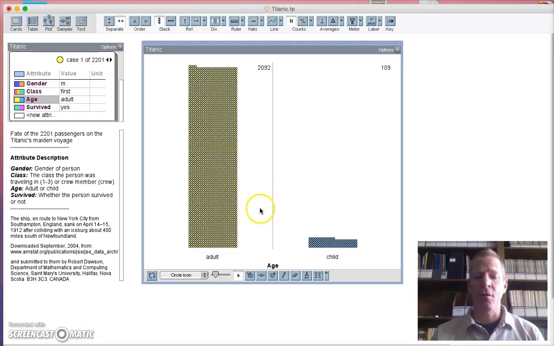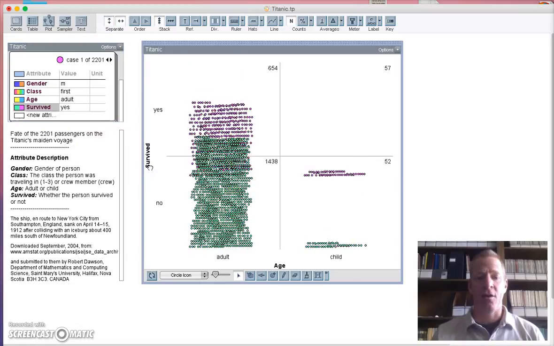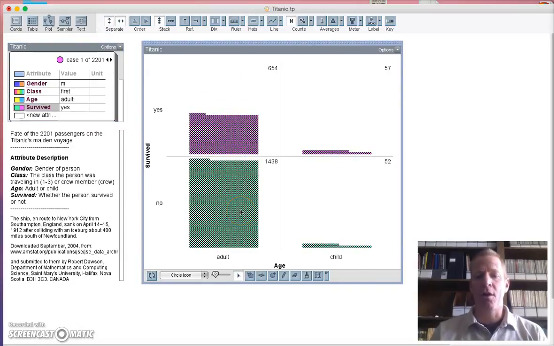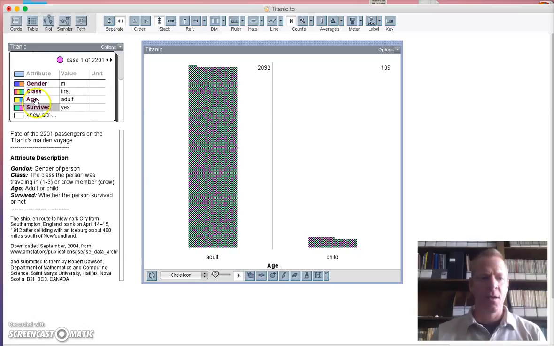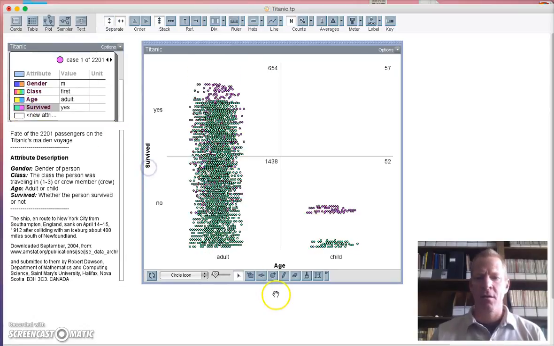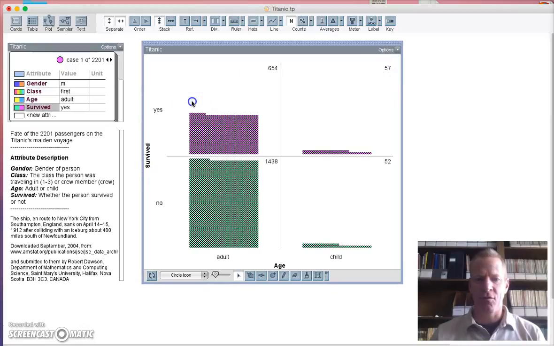Now what we want to do is talk about how many of each type of person, either adult or child, survived. So I'm going to put that in here. And here is that two-way table, or contingency table as it's sometimes called. Notice first of all that the children are still here. This is still 109 children. And when I put survived back in there, 57 of them survived and 52 of them didn't survive. But together you still get that 109.